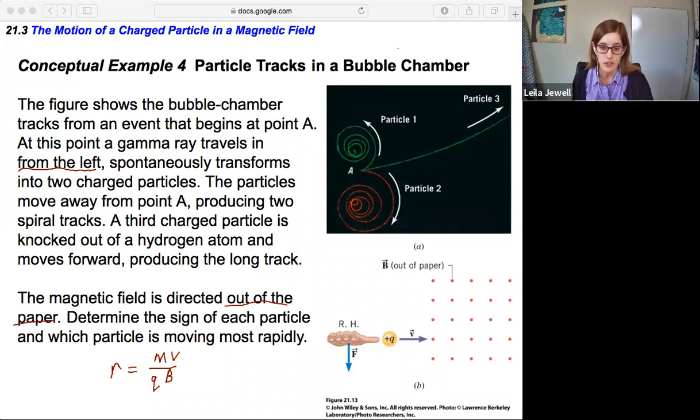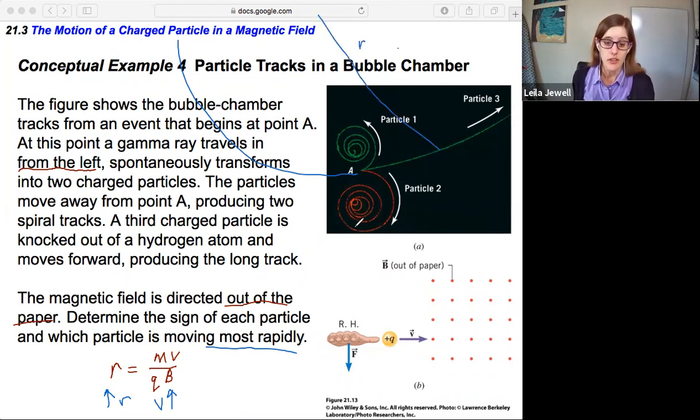So for most rapidly, it's going to be a large velocity, and a large radius would correspond to that. Which of these has the largest radius? Well, 2 looks slightly bigger than 1, but notice 3 is the biggest radius of all by far, right? This is a huge circle that can't even begin to fit on this page. And so this radius is way, way bigger. So particle 3 is moving the most rapidly.